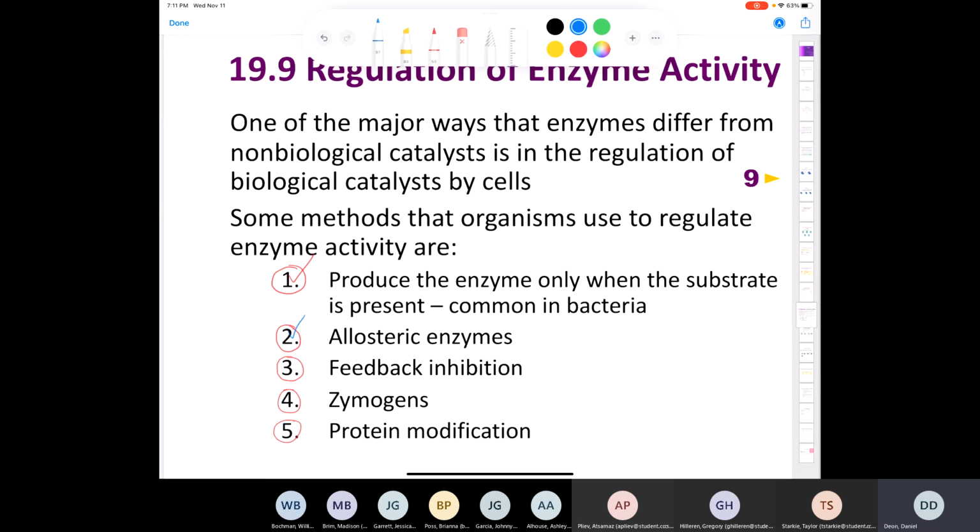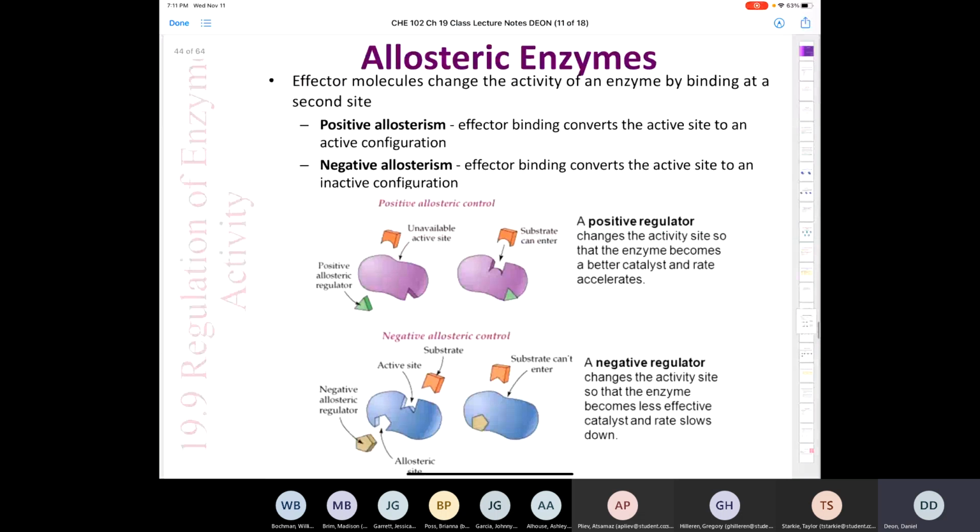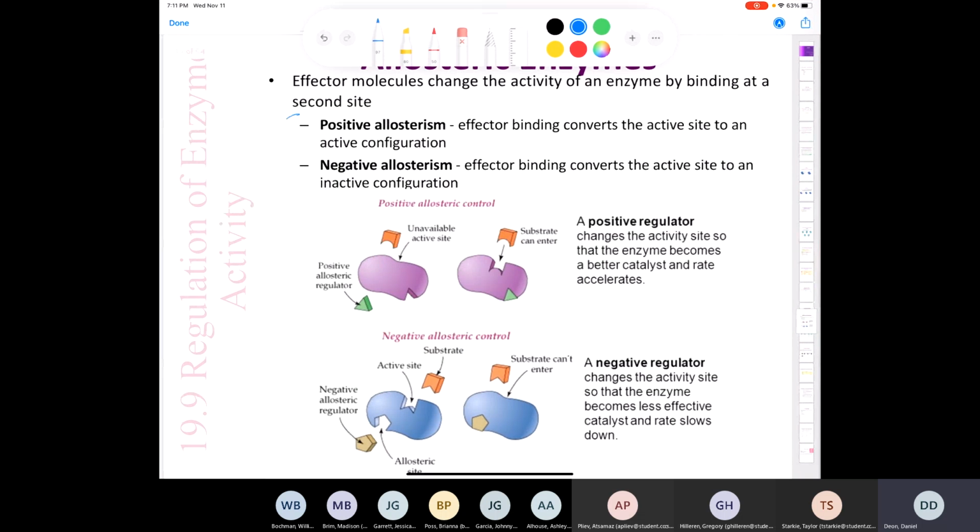Let's take a look at allosteric enzymes and discuss what that actually means. Okay, here we go. So an allosteric enzyme, it says here that an effector molecule can change the activity of an enzyme by bonding at a second site. So an allosteric enzyme is really nothing more than an enzyme that has more than one binding site in the molecule. It's got two binding sites, right? A second site. Now there are two types of allosterism. We can have positive allosterism and we can have negative allosterism.